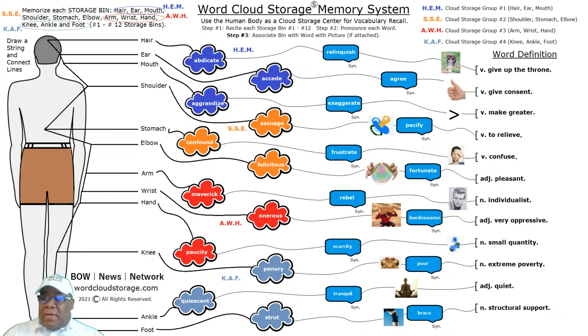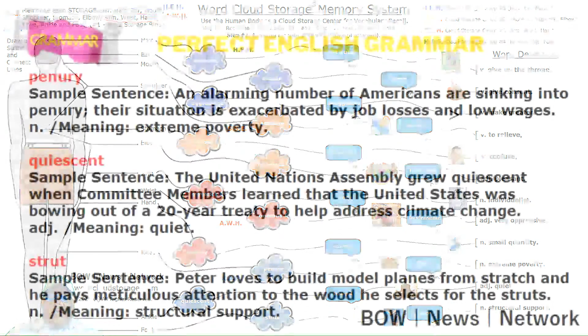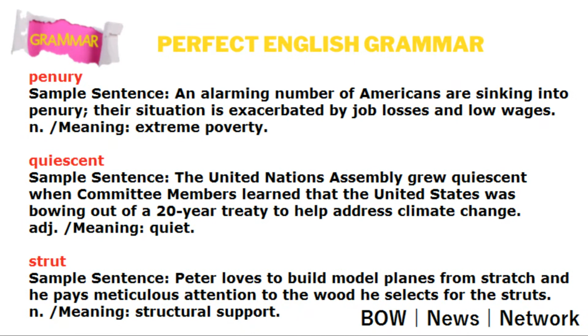And then we have quiescent, and that word means tranquil. We see someone in meditation, in a very tranquil or quiet state. Let's see that picture to word association and strengthen it even more with a sample sentence. The United Nations Assembly grew quiescent when committee members learned that the United States was bowing out of a 20-year treaty to help address climate change.